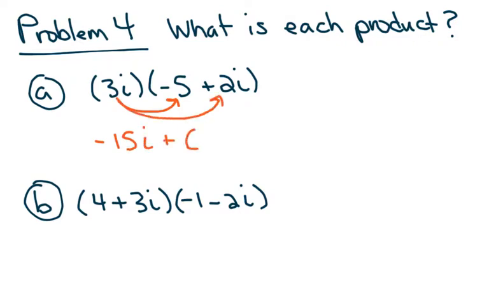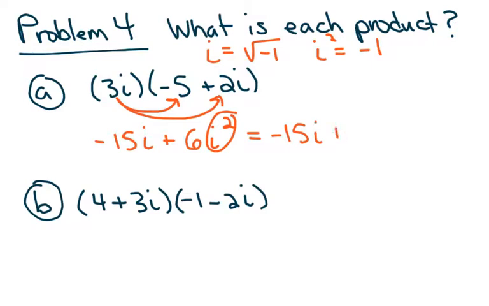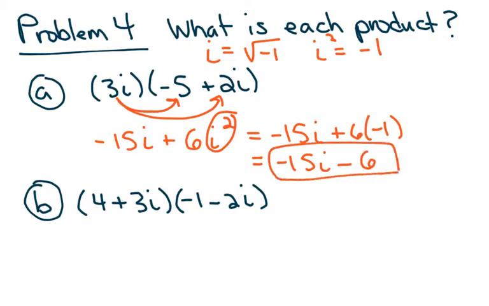plus 6i squared. Now at the very beginning of this lesson, we identified i as being the square root of negative 1. If you square both sides, you find out that i squared is the real number negative 1. So this becomes negative 15i plus 6 times negative 1, which is negative 15i minus 6. If you really feel the need to go back and rewrite it the other way in a plus bi form, you can write it as negative 6 minus 15i.